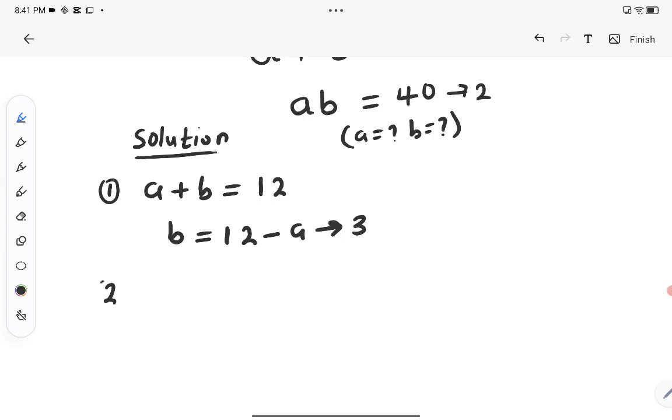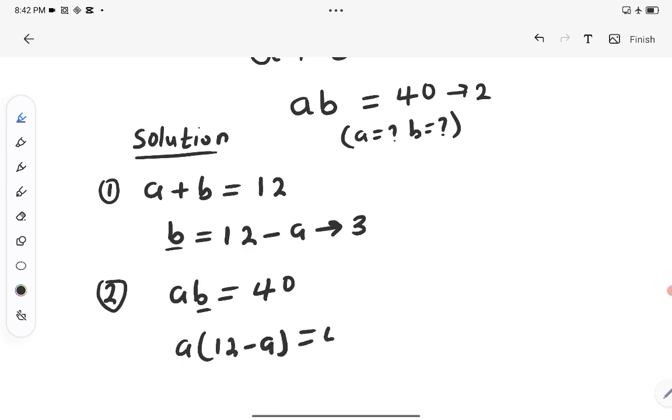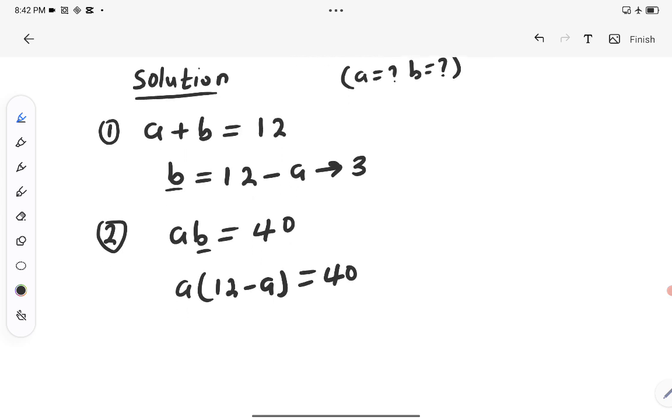Also from equation 2, AB is equal to 40. Now let us substitute for B. B is 12 minus A. We have A bracket 12 minus A is equal to 40. Let's open the bracket. A multiplied by 12 is 12A, minus A multiplied by A is A square, is equal to 40.